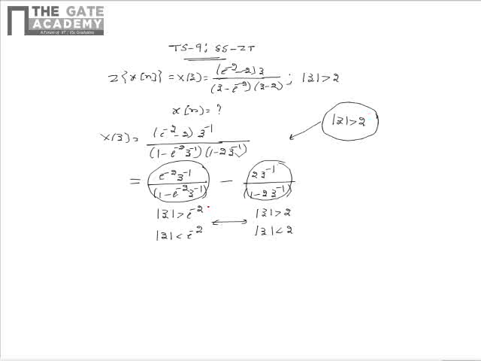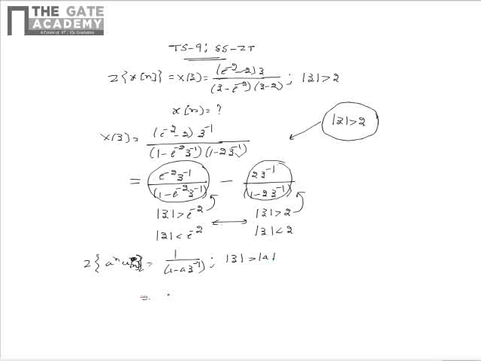So from this we see that the ROCs of each of the terms can be picked as mod z greater than e power minus 2 and mod z greater than 2. We know that the Z transform of a power n u of n is equal to 1 by 1 minus a z inverse with ROC as mod z greater than mod a.